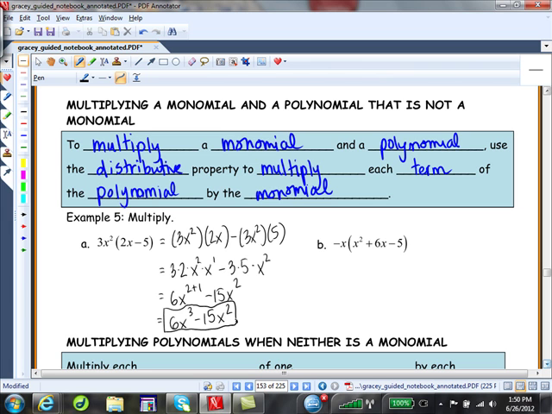Are we good? So we're combining all these skills into one happy problem. So you guys give B a try. See how you do.